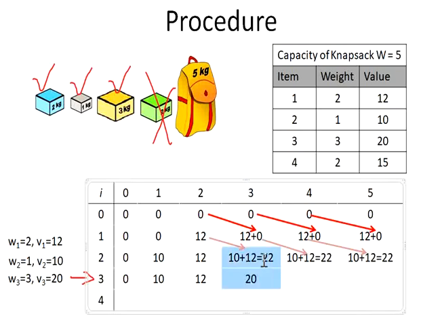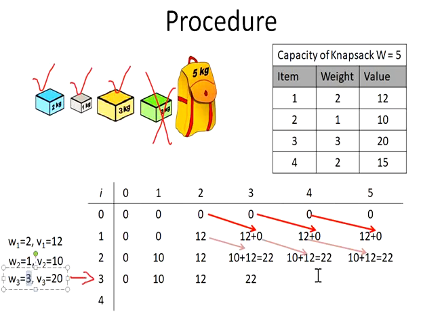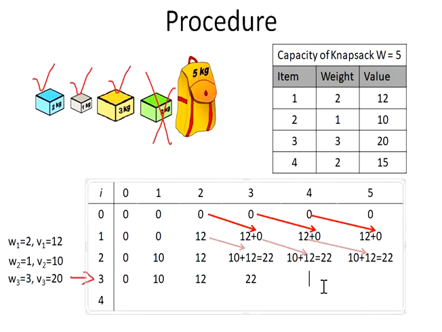So comparing with the previous row, when we compare 22 and 20, 22 is maximum compared to 20, so I have to replace 20 with 22. Next, weight 3 in a bag of 4. So now here it becomes interesting. Weight 3 in a bag of 4.